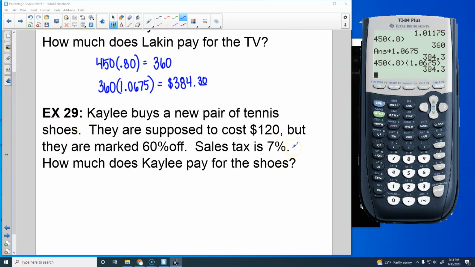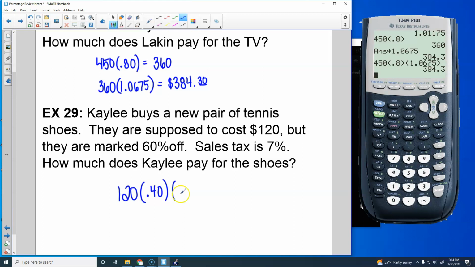So Kaylee is going to buy a pair of tennis shoes. They are supposed to cost $120, but they are marked 60% off. So you can't afford not to buy these babies right here. Sales tax is 7%. How much does Kaylee pay for the shoes? Okay? So let's try to do this all together as quick as we can. So we know we start with 120. That's the cost of the shoes. What do we multiply it by for the discount? 0.4 or 0.40. And then sales tax.